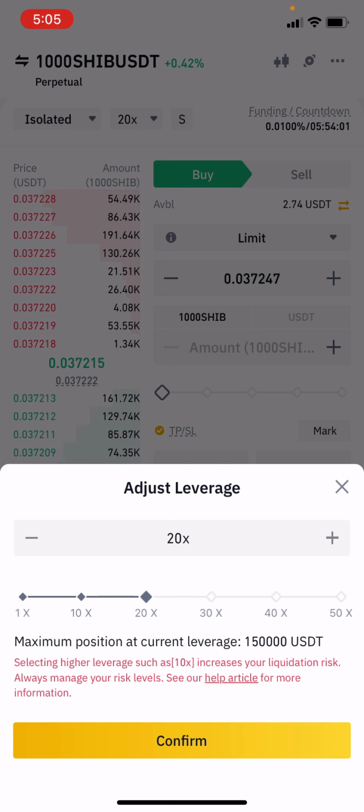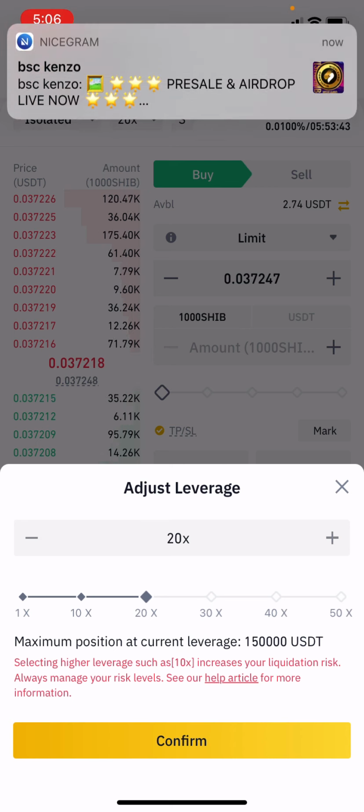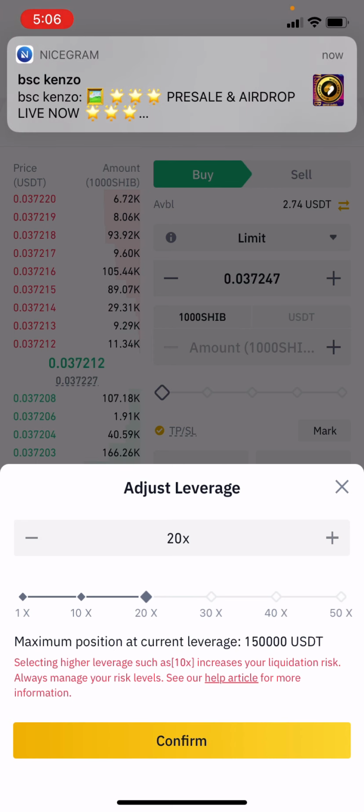Some people might actually say leverage means how fast your money is going and how fast you're gaining. Leverage determines how much you gain in a particular trade. As a beginner, it's advisable you put it on 10x, but as a pro, you can put 20x, 50x, 125x. It depends on what you want. So let's choose 20x.